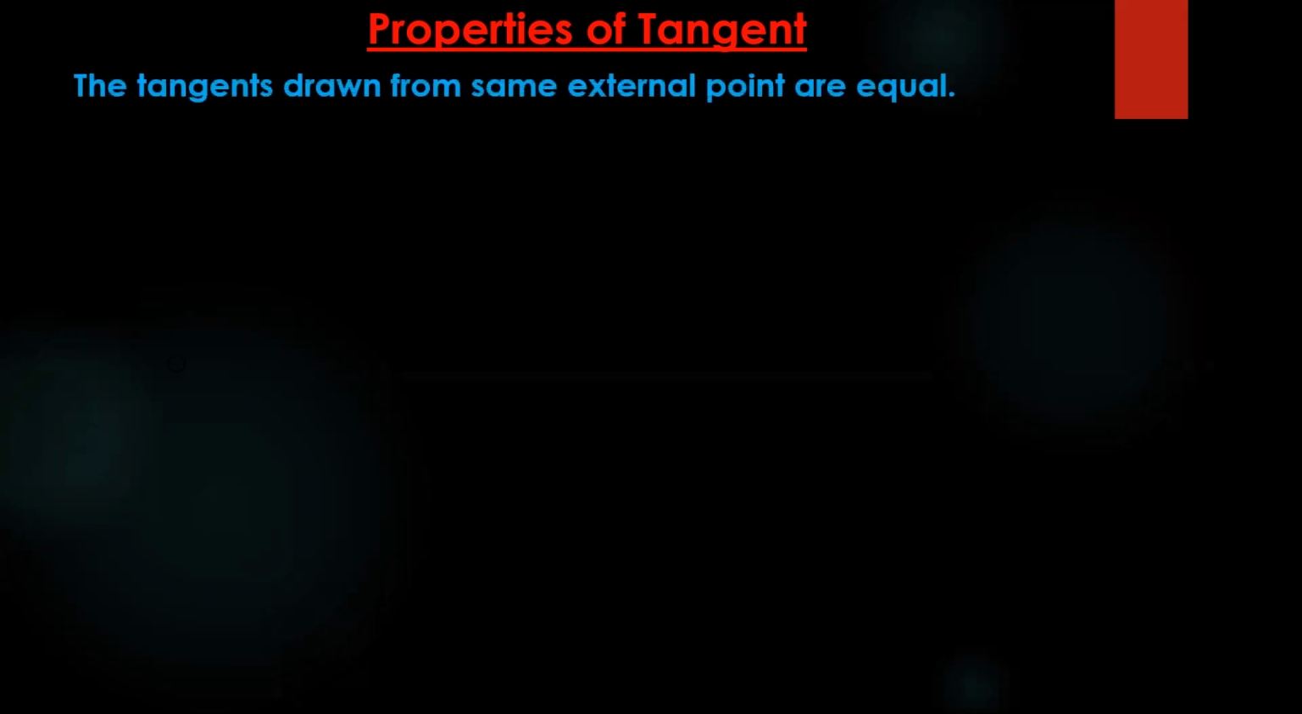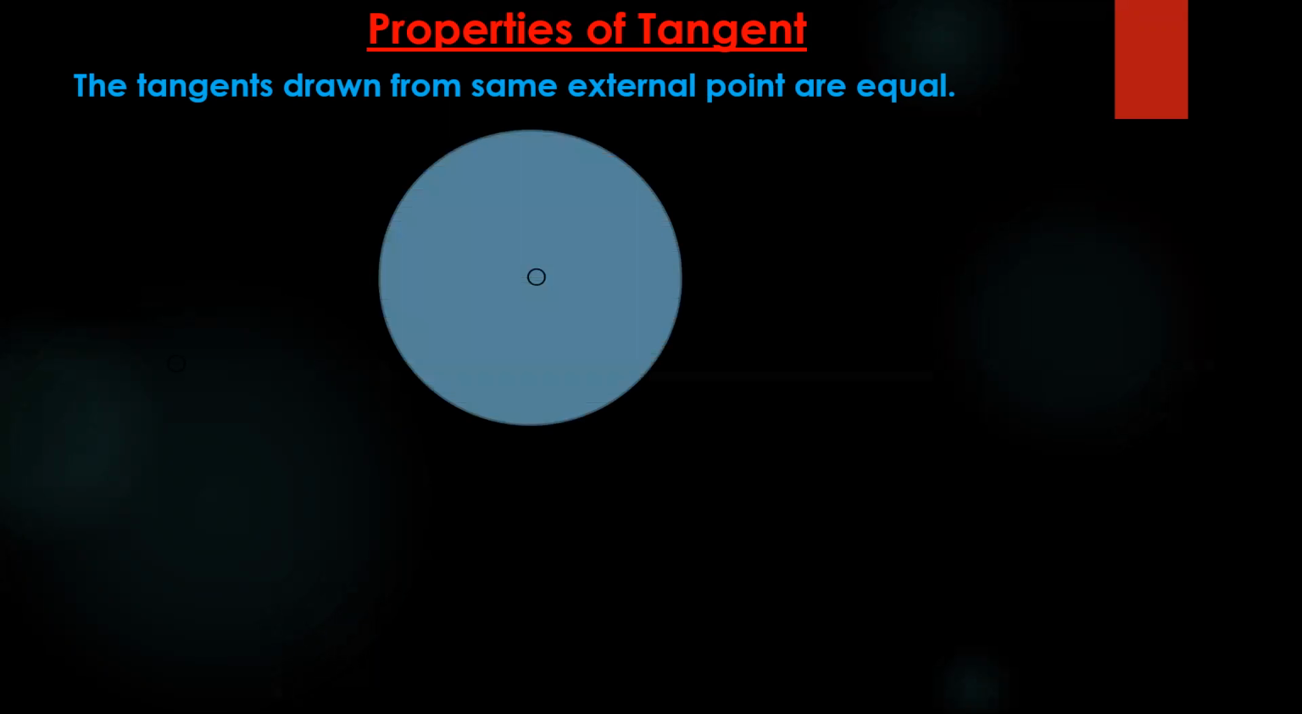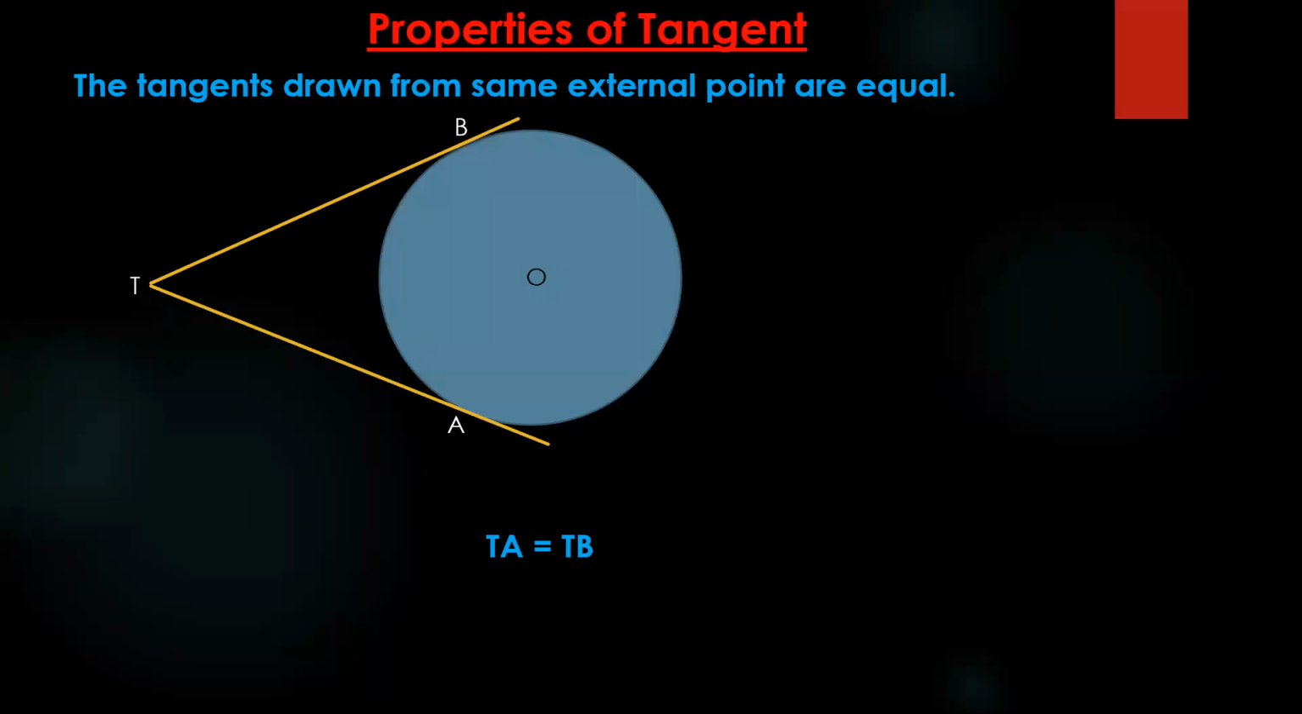Okay, today let's continue the properties of the tangent. The tangents drawn from the same external point are always equal, right? Look at here. This is a tangent drawn from the point T, that is the external point. And this is another tangent which is drawn from the same external point T. Now, if both the tangents are drawn from the same external point, then here TA will be equal to TB. So remember, whenever the tangents are drawn from the same external point, they are always equal.